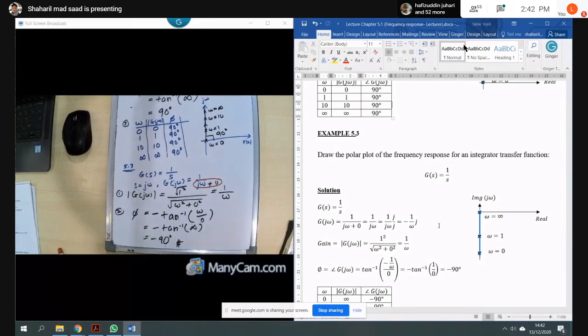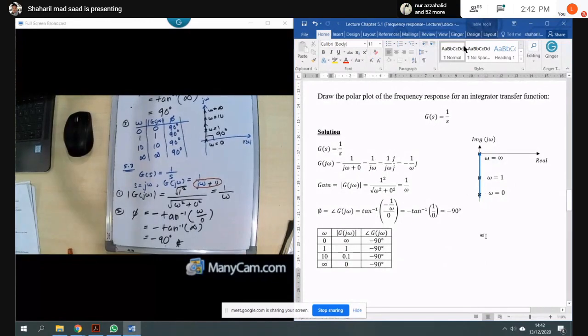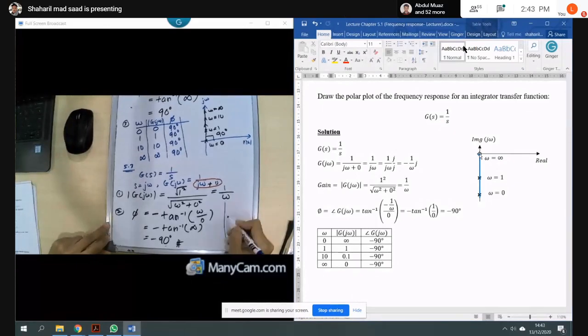So when we want to plot it, we can draw omega 0, 1, 10, infinity, and so on. And then we will see our Nyquist diagram, if we go through like this one, from 0, gain equal to infinity. If we go until omega equal to infinity, it will stop at 0 here. Okay. So maybe I can draw it a little bit.